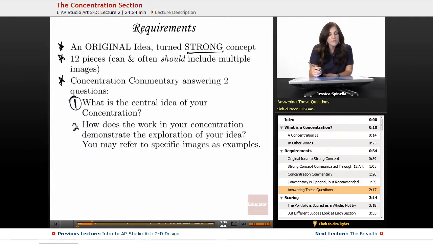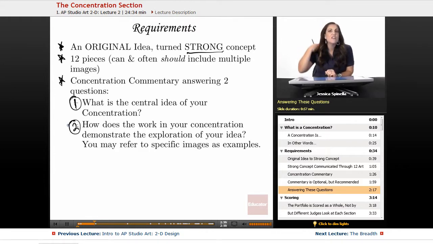In fact, in question number 2, how does the work in your concentration demonstrate the exploration of your idea? That is where you're going to get more specific. That is where you're going to fine-tune and explain yourself a little bit more. And then even then, in addition, you're also going to elaborate by specifically talking about specific images that you have finished. So don't worry too much about the concentration commentary yet.